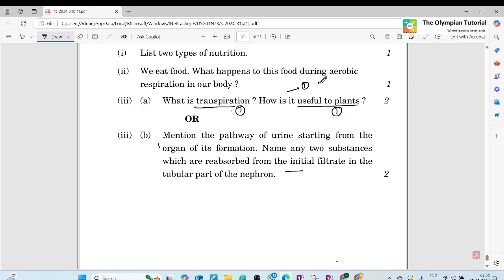Second point is it provides cooling effect. And third is it helps in the absorption and upward movement of water and dissolved minerals in it from the roots to the leaves.